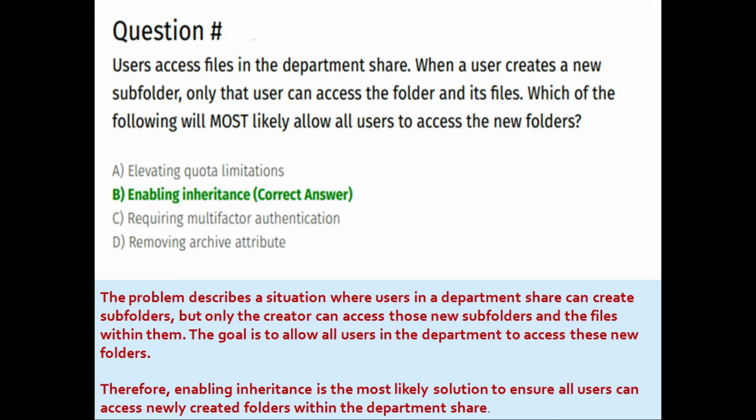So let's check the explanation. The problem describes a situation where users in a department share can create subfolders, but only the creator can access those new subfolders and the files within them. The goal is to allow all users in the department to access these new folders. Therefore, enabling inheritance is the most likely solution to ensure all users can access newly created folders within the department share. That's why the correct answer is B, enabling inheritance. So let's move to the next question.